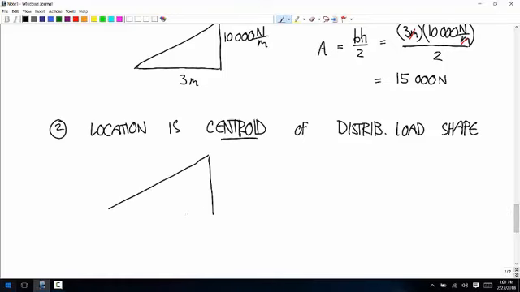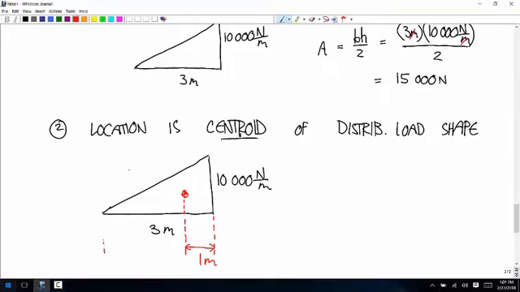For a triangle, if the length is 3 meters and the height is 10,000 newtons per meter, the centroid is over here somewhere. And that's a third of 3 meters from the right side, from the wall side. So this distance is 1 meter. This distance is 2 meters.